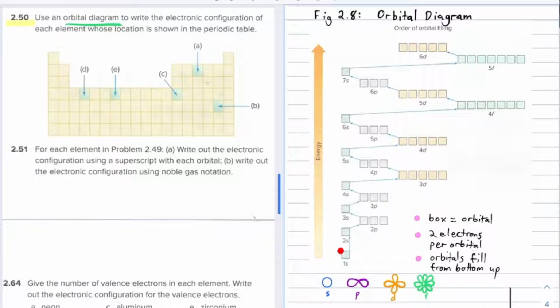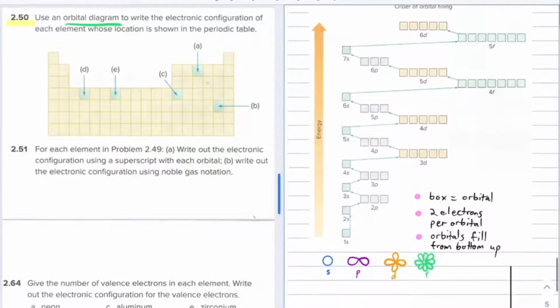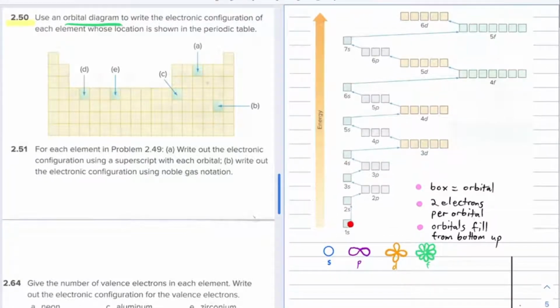You can watch the lecture videos for more information, but just a little bit more. You have 4 different types of orbitals. These are the s's, these are the p's, these are the d's, and these are the f's. And this is kind of what they look like. Now, imagine the nucleus of an atom is surrounded by all of these orbitals.